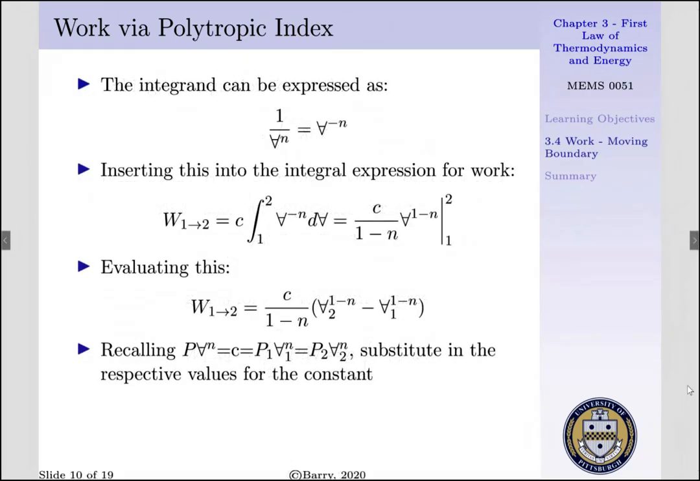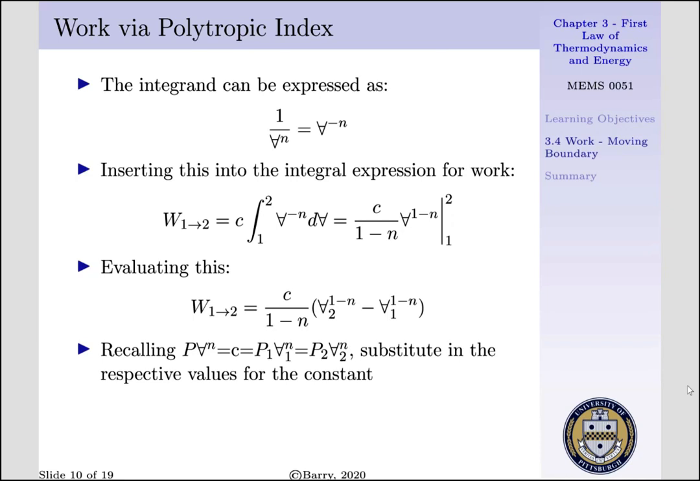Our integrand 1 per v^n can be expressed as v^(-n). Now, if we insert this back into our expression for the integral of work, we can see our work from state 1 to state 2 would be equal to a constant times the integral from state 1 to state 2 of v^(-n) dv, which is equal to constant per 1 minus n, v^(1-n), evaluated between states 2 and 1. If we evaluate this, we'd have our work from state 1 to state 2 is equal to a constant per 1 minus n times the quantity v2^(1-n) minus v1^(1-n).